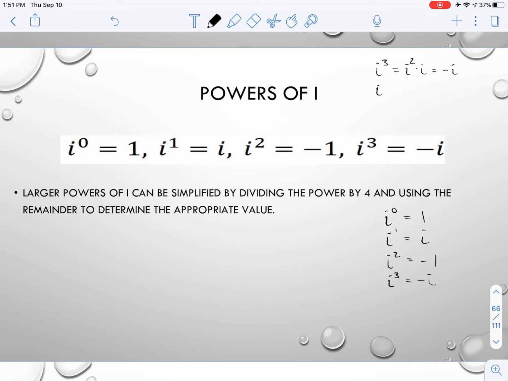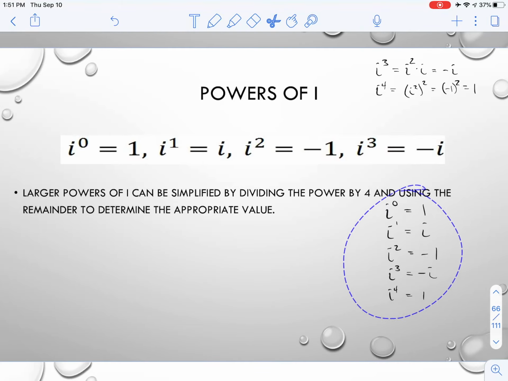If I had say i to the 4th, i to the 4th, I could rewrite as i squared squared, couldn't I? i squared is negative 1, and negative 1 squared is positive 1. So i to the 4th is positive 1.